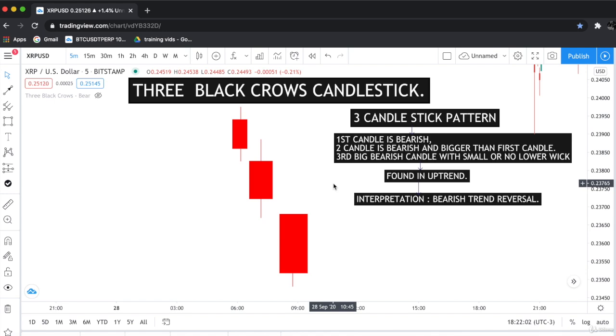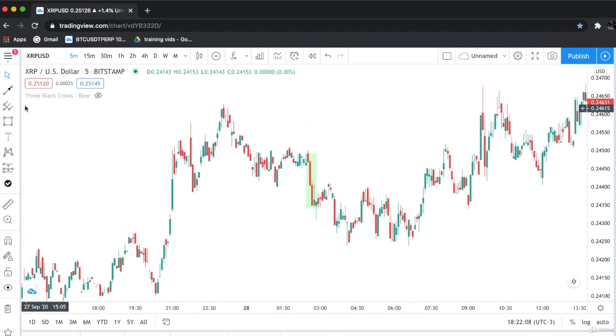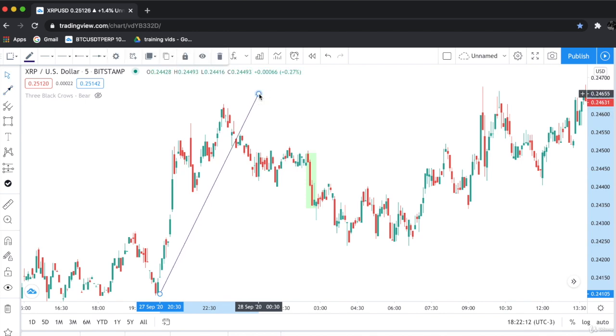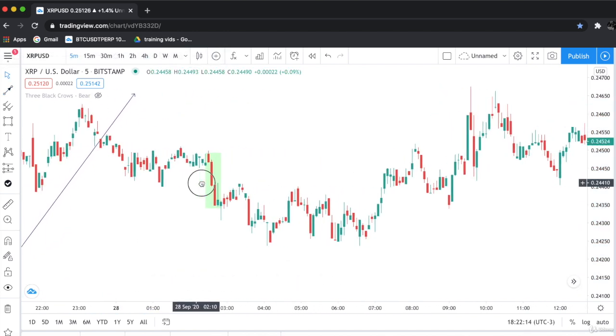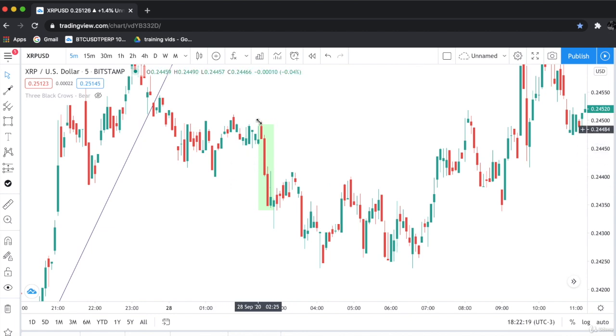Let's go to the chart and find a live example. I've already marked this for you. See, the price was in uptrend. This is the 3 black crow candlestick pattern.